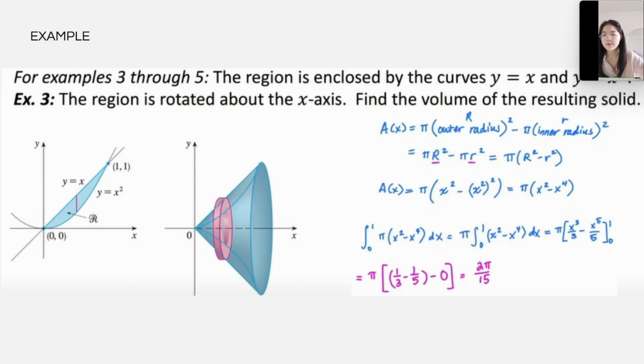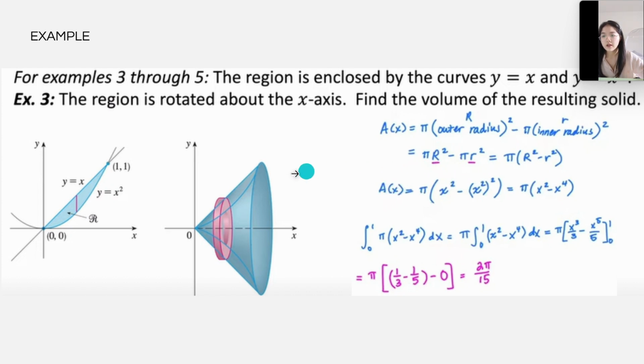The region is enclosed by the curves y equals x and y equals x squared. The region is rotated about the x-axis. Find the volume of the resulting solid. To find the volume, we can first find the area of the region. The area equals pi times outer radius squared minus pi times inner radius squared. So, we should find the outer radius and inner radius.